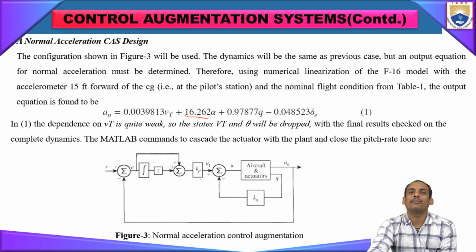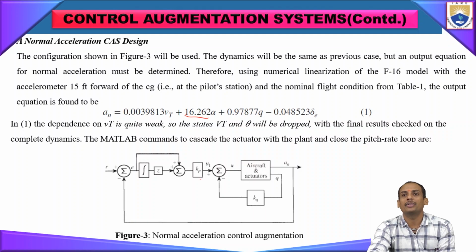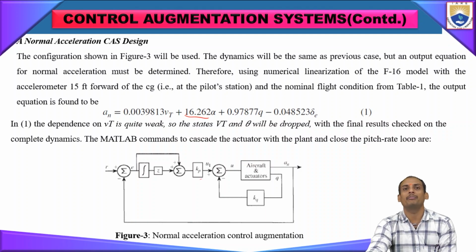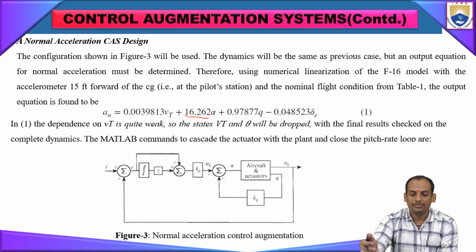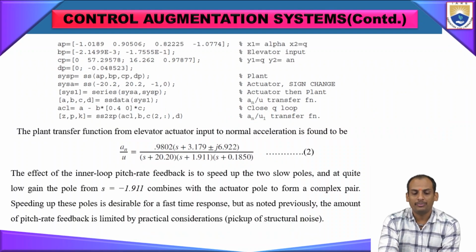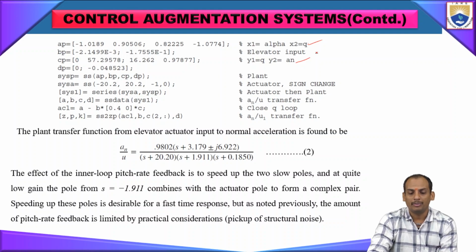Here VT will be somewhat weakened. VT and theta will be dropped, and the final results check will be the complete dynamics only. So the MATLAB commands for this system, if you see here, is the MATLAB command for the previous system. Again it has the input values, elevator input, and pitch rate and angle of attack values also given here.